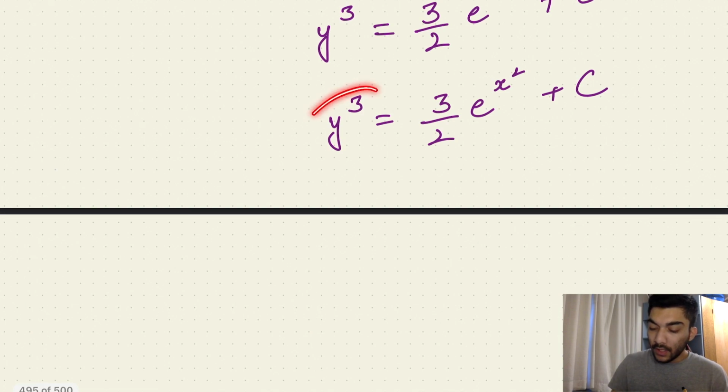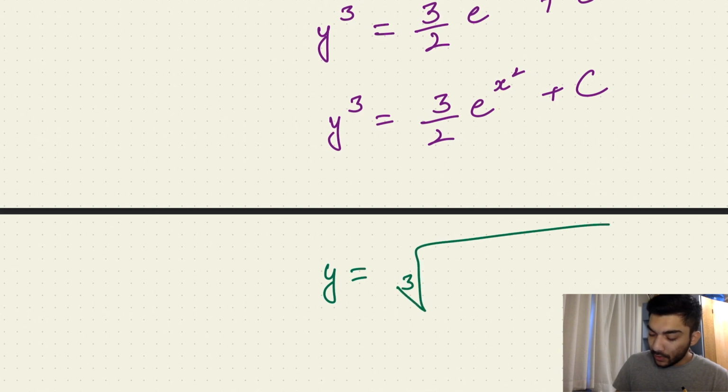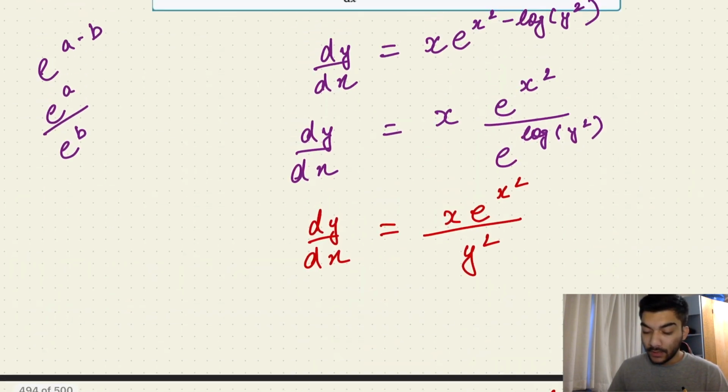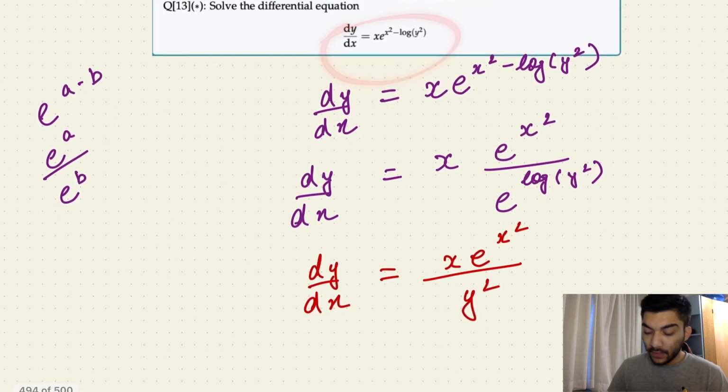And now you can take cube root on both sides. If you take cube root on both sides, you'll get your final answer, which would be cube root of 3 by 2 e to the power x square plus the constant of integration. So this would be your final answer to this differential equation over here.